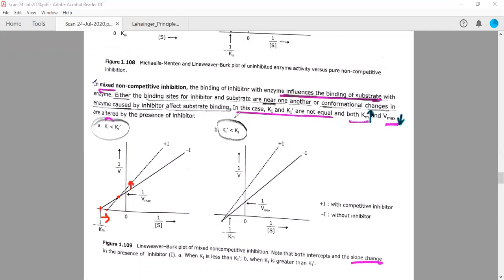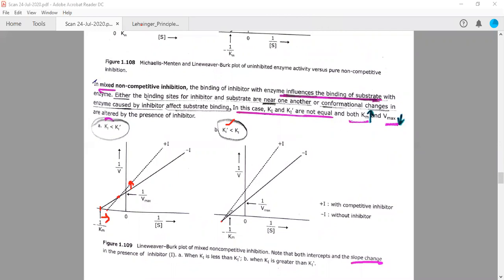In the second case, if this Ki dash, meaning the enzyme substrate complex when bound with the inhibitor, is having a high reaction rate in comparison to the free enzyme binding with the inhibitor Ki, then this value will shift here. So this will also give a V-shaped plot. Actually, this type of plot we were getting in the case of pure non-competitive inhibition.